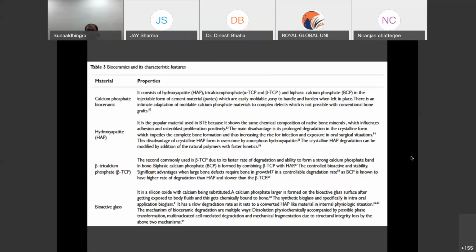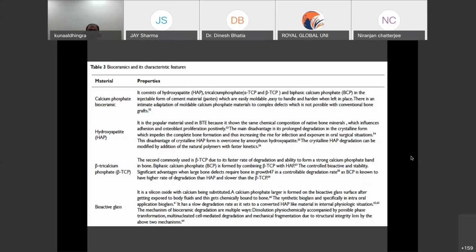Next bioceramic is hydroxyapatite. It is the most popular material used in bone regeneration because it shows the same chemical composition as native bone minerals, which influences adhesion and osteoblast proliferation positively. The main disadvantage of hydroxyapatite is its prolonged degradation in the crystalline form, which impedes the complete bone formation and thus increases the risk for infection and exposure in oral surgical situations. This disadvantage of crystalline hydroxyapatite is overcome by the amorphous hydroxyapatite. The crystalline hydroxyapatite degradation can be modified by additions of natural polymers with faster kinetics.